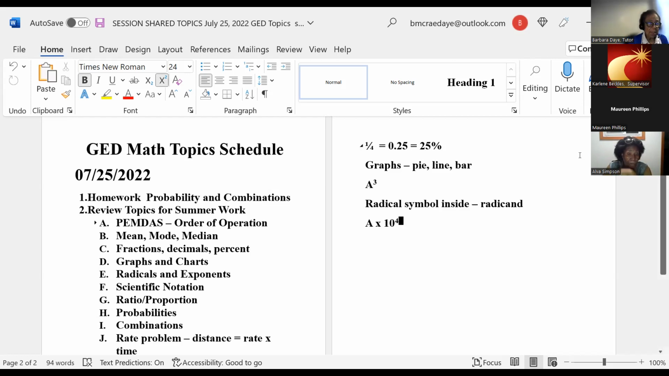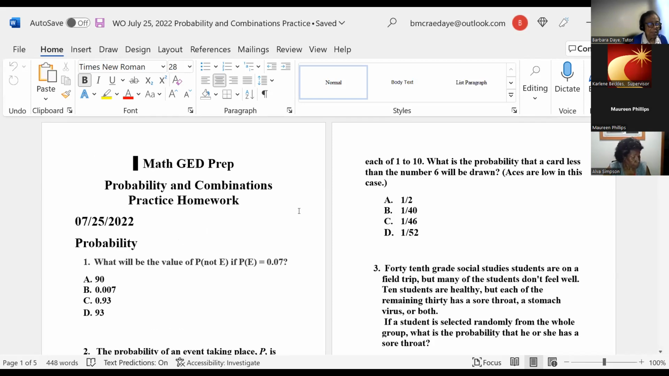All right. Let me bring up the homework. Let's see. I don't know where Mercedes is. Oh, she's probably oversleeping. Okay, do you see probability and combinations practice homework? You see that on your screen? Everybody, yes? Yes, Miss Barbara, okay. For the 25th, yeah. Okay, so probability.